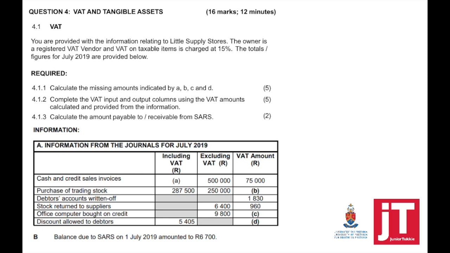Before we continue with the question, please remember that when you register as a VAT vendor, if your annual turnover is more than 1 million, then it's compulsory to register. If your annual turnover is less than 1 million, then you can volunteer to register. But it must be less than 1 million and more than 50,000.